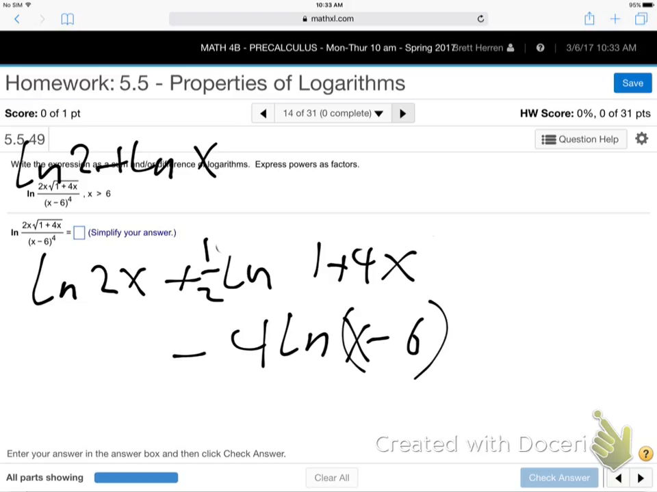Good. Need the parentheses on the 1 plus 4x. Because remember I said, if you have more than one item plugged into the toaster, you've got to show that that's all in the toaster. Otherwise, it means only the first thing, nothing else. And that's not what we mean. Is it 100% right now?